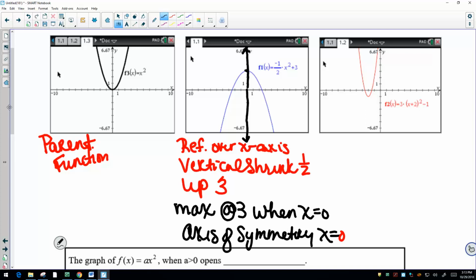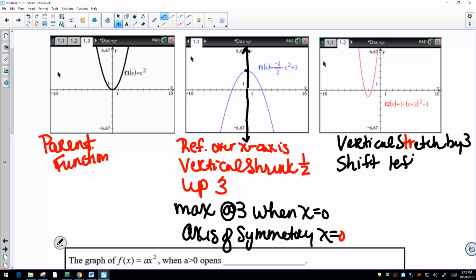If I take a look at the one on the right-hand side, our red graph over here, I can notice that it is actually opening upwards. I have it 3 times, so that's a positive 3 there. So again, transformations, I can say that positive 3 is a vertical stretch by 3. The plus 2 within our parentheses is going to be a shift to the left 2. And then our negative 1 would tell us we would be going down 1.